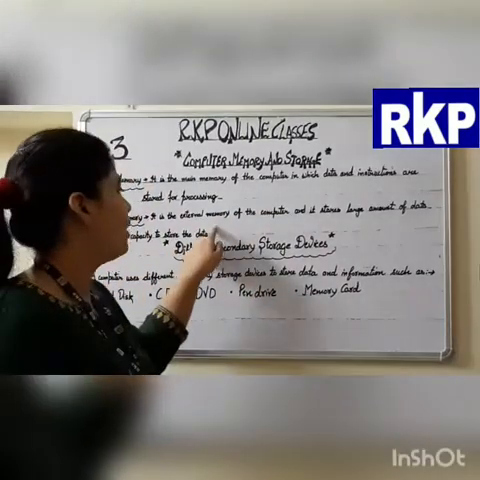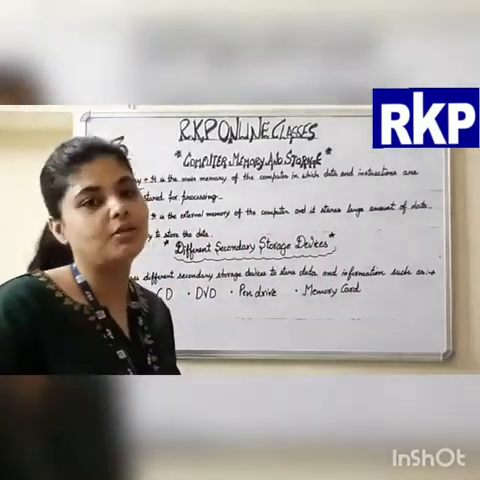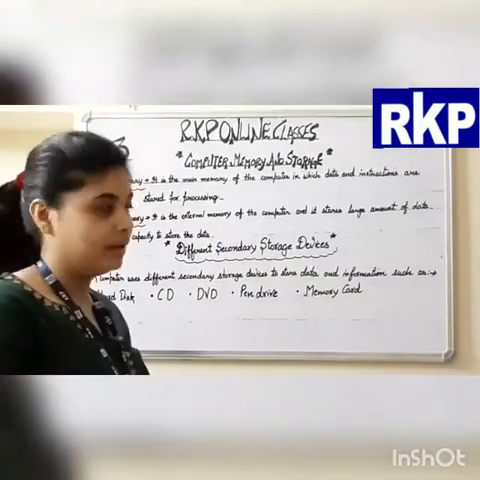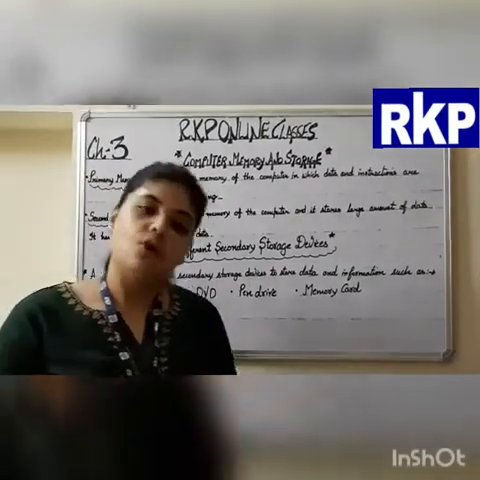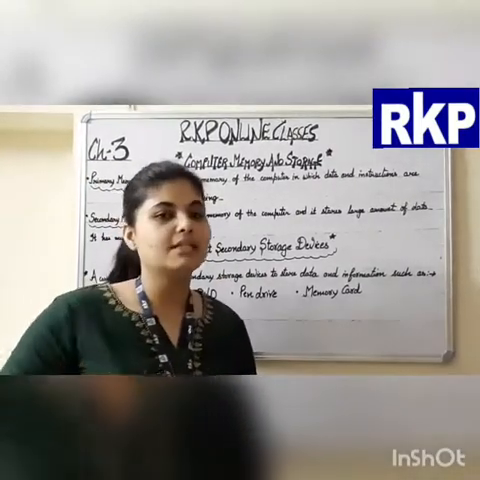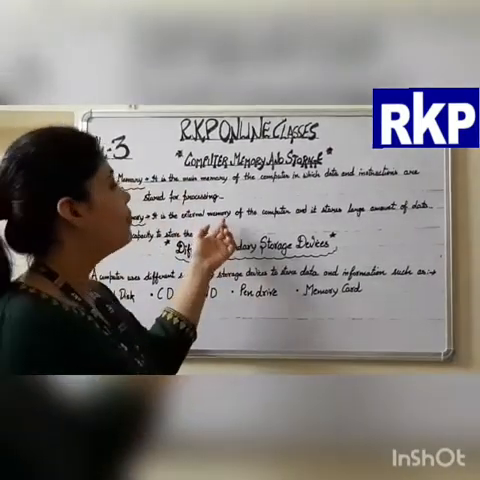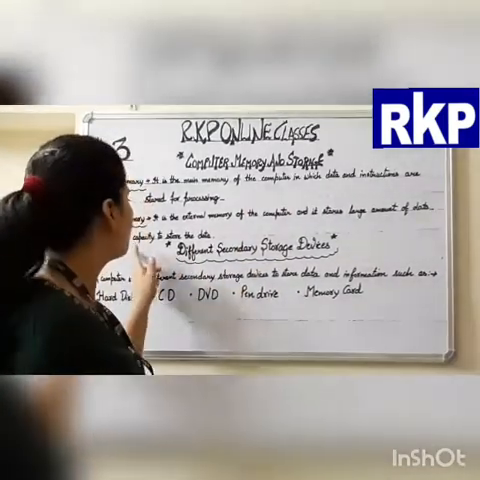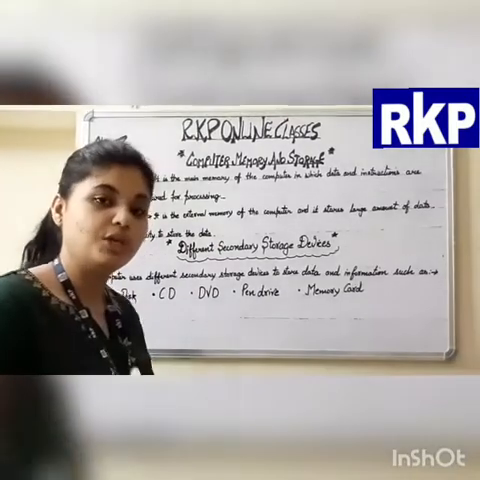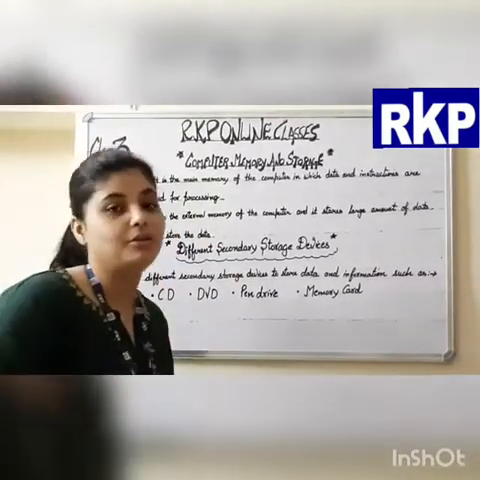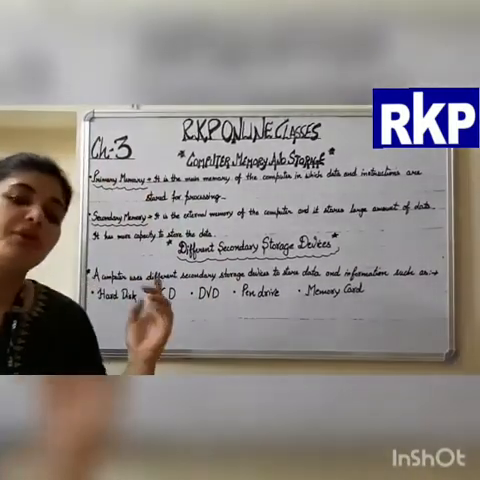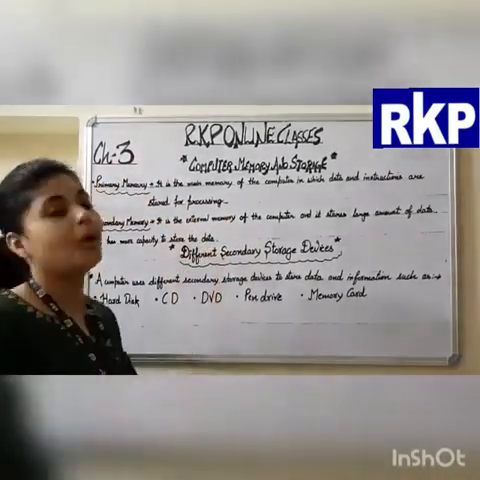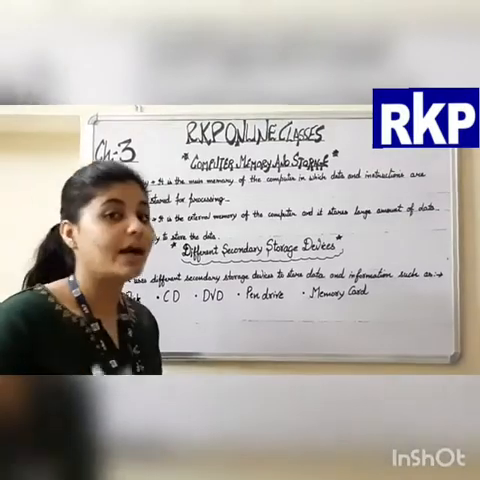But this secondary memory is the external or auxiliary memory of the computer. The computer can work without secondary memory. And if we talk about the storage capacity, secondary memory has more capacity to store data and information as compared to the primary memory. That's why students, primary memory is known as the short-term memory, whereas secondary memory is known as the long-term memory. Why so?